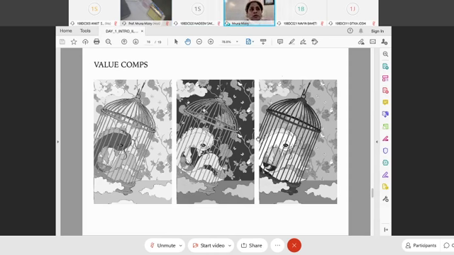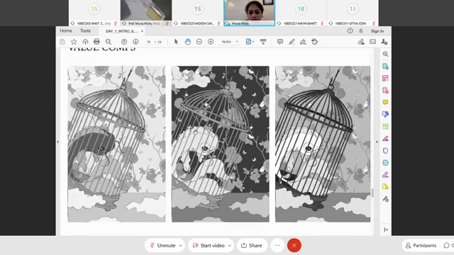Okay. Value is, very simply put, the amount of light and dark. What value does is it separates shapes. One thing I want you to do is get away from that comic or coloring book style of doing illustration. You do not need a line to delineate shapes. Value is your hero here. That helps you.